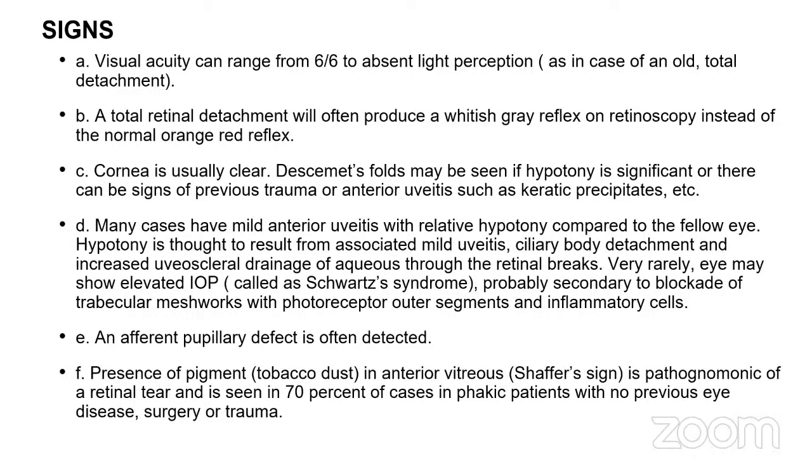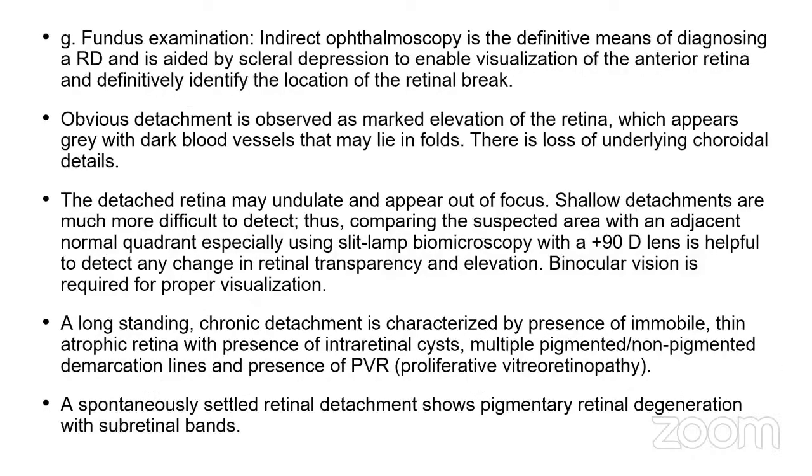And an afferent pupillary defect is often detected, and presence of pigment, that is tobacco dust, in the anterior vitreous. It's also known as Shafer's sign. It is pathognomonic of a retinal tear, and it is seen in 70% of cases in phakic patients with no previous eye disease or surgery or trauma.